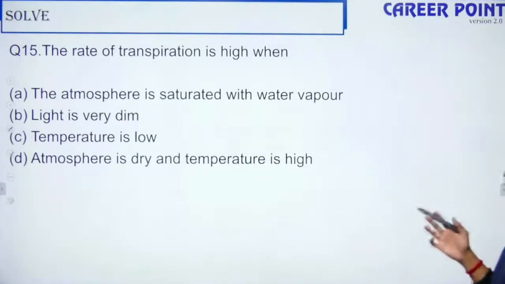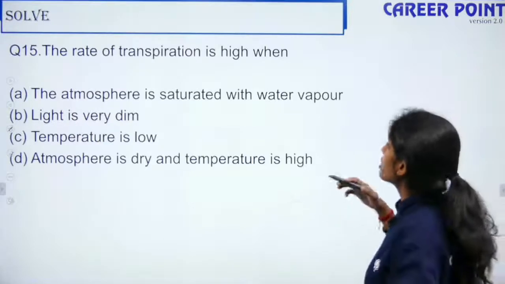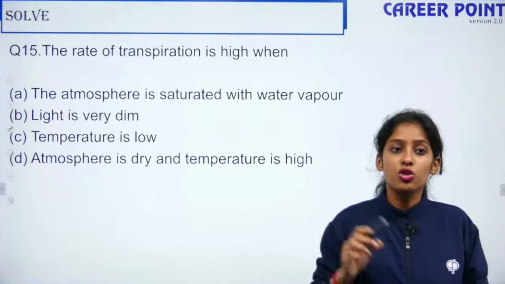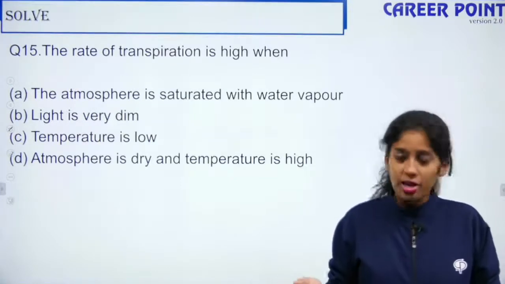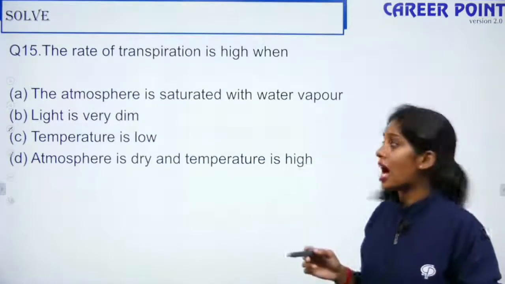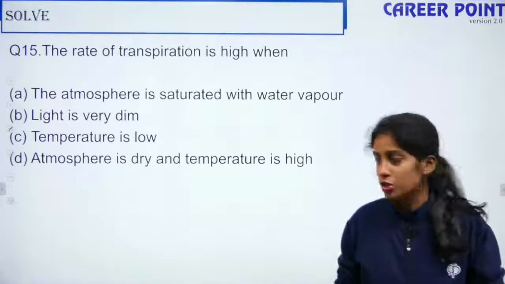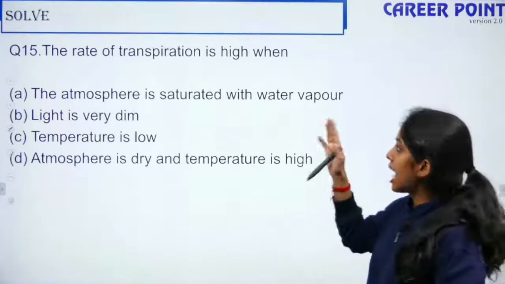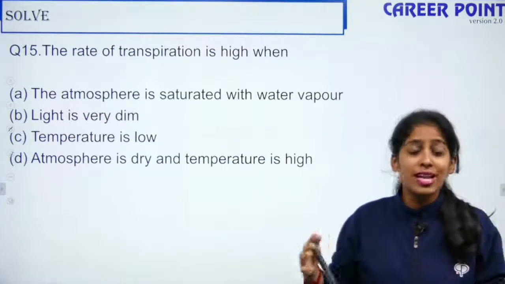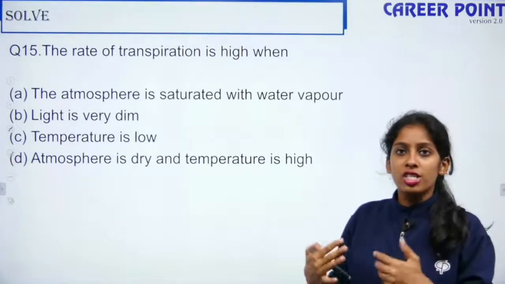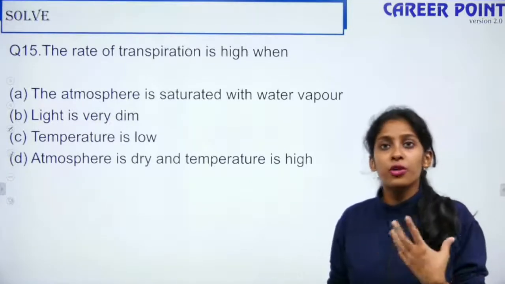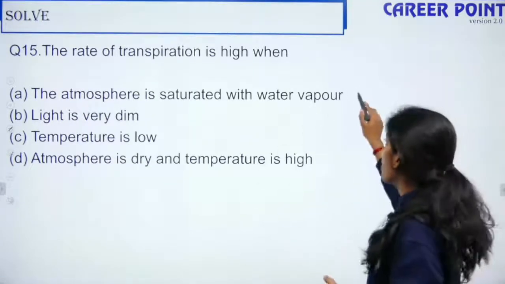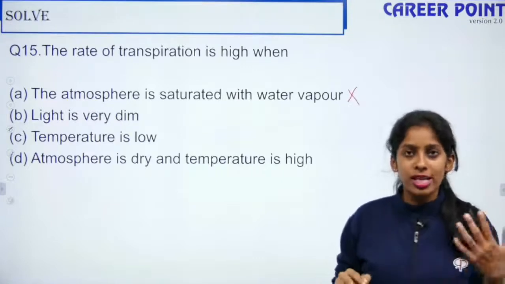The rate of transpiration is high when the atmosphere is saturated with water vapor, because when the rate of transpiration is very high, the loss of water in your plants is also pretty high, right? The rate of transpiration is high when the atmosphere is saturated with water vapor. The light is very dim, the temperature is very low. Obviously if the atmosphere is saturated with water vapor, then transpiration will be very low, because in transpiration water is lost as gases, so it produces water vapor. When the atmosphere is already saturated with water vapor, why would transpiration happen? Not a sensible one, right?